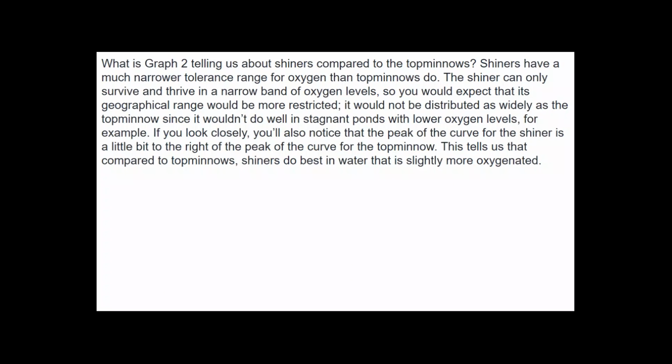The shiner can only thrive in a narrow band of oxygen levels, so what you'd expect is the geographical range will be more restricted. That makes sense, doesn't it? Because its tolerance range is less. It would not be distributed as widely as the topminnow, since it would not do well in the stagnant ponds with lower oxygen levels, for example. If you look closely, you'll also notice the peak of the curve for the shiner is a little bit to the right of the other peak. This tells us compared to the topminnows, shiners do best in water that is slightly more oxygenated.